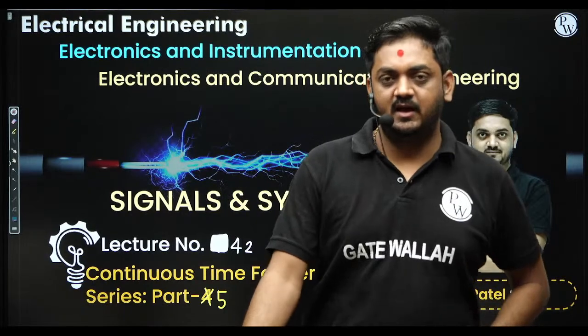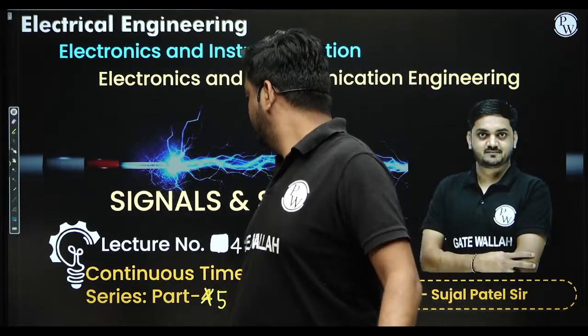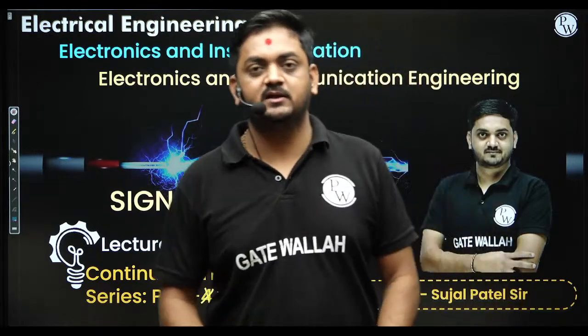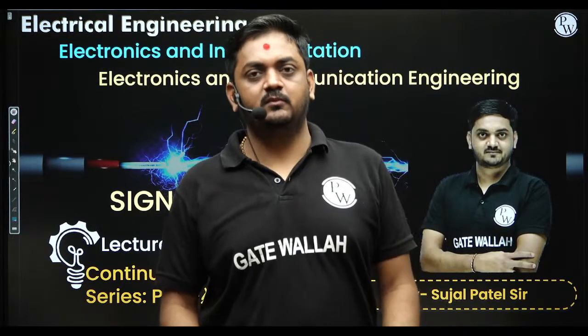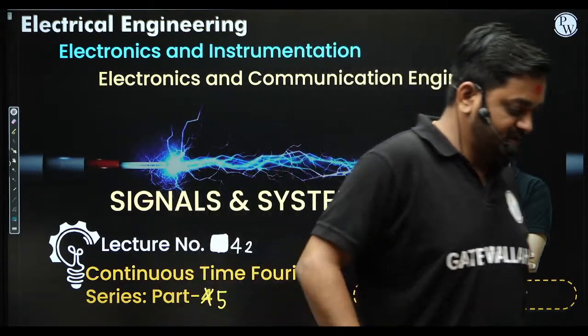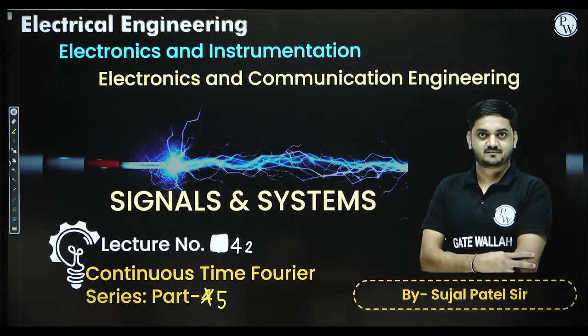Already we completed 41 lectures in total, and this is lecture number 42, Continuous Time Fourier Series Part 5. In the last class we saw the power spectrum, one-sided and two-sided, and how to calculate the total power and distributed power. With the help of Fourier series we can find the power distributed over different frequency components.